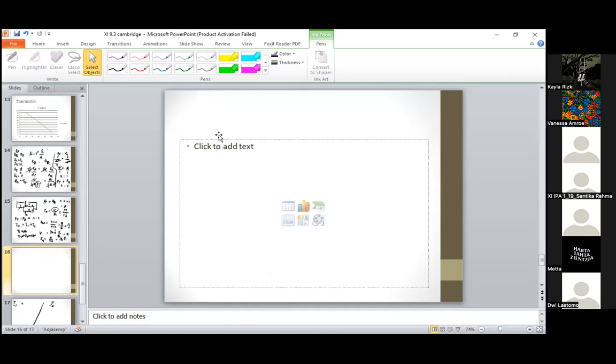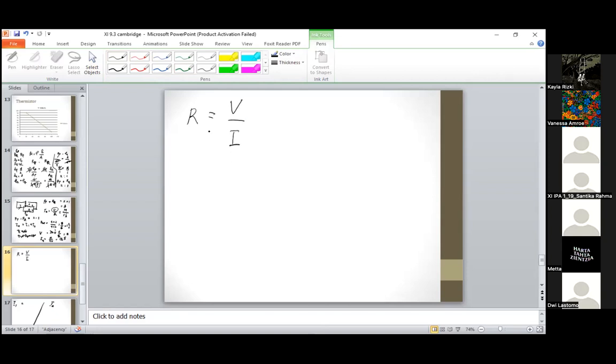Okay, you think I1 is bigger than I2, right? I want to bring you to the Ohm law first. The Ohm law is like this, R is V per I, right? And we have Kirchhoff law that I equals I1 plus I2.